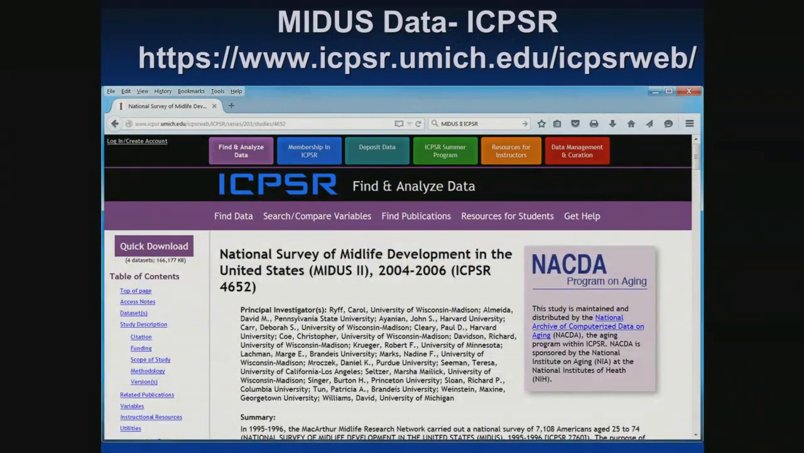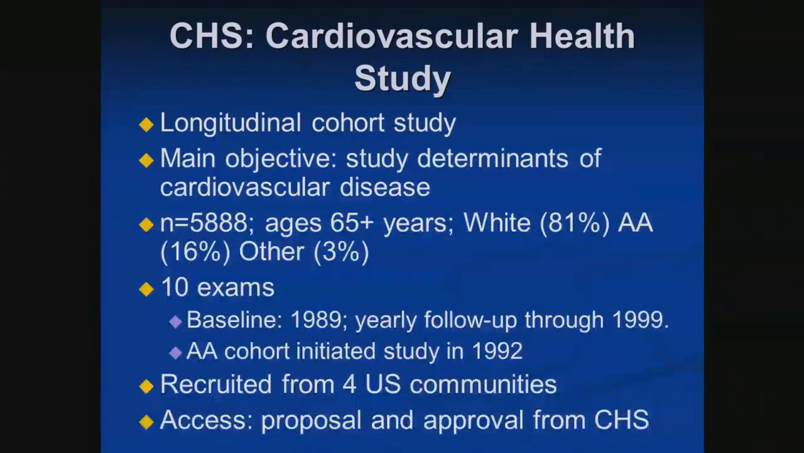Okay, so those are 2 examples of public data. Now what about the data requiring proposals? So the first is the Cardiovascular Health Study. This is a longitudinal cohort study funded by the NIA, NHLBI, I think. And it was one of a set of 3 studies that were meant to be parallel studies to each other, but across the life course.